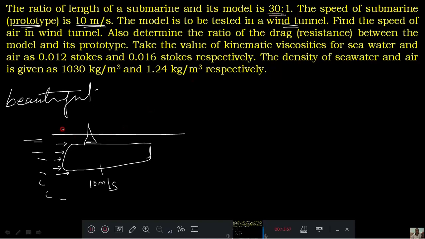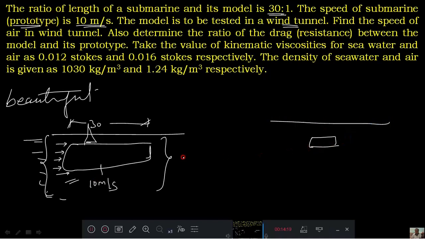The length they have reduced to 30:1, means if it is 30 meter, then my model is 1 meter. For every 30 meter, I have reduced my model to 1 meter. But interestingly, here the submarine is moving in the seawater, but in my laboratory I don't have seawater. In my laboratory I am putting one fan here, and this wind is coming here, and the model is moving against the wind, while in reality the submarine is moving against the seawater.